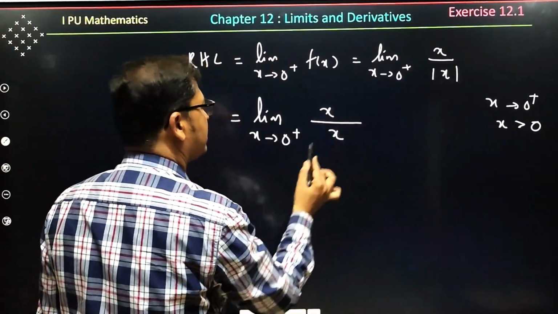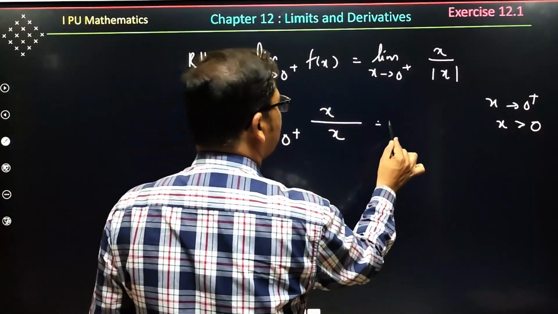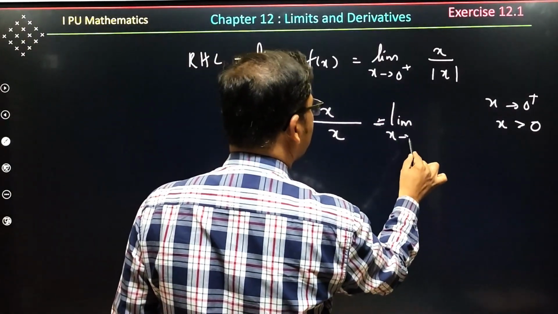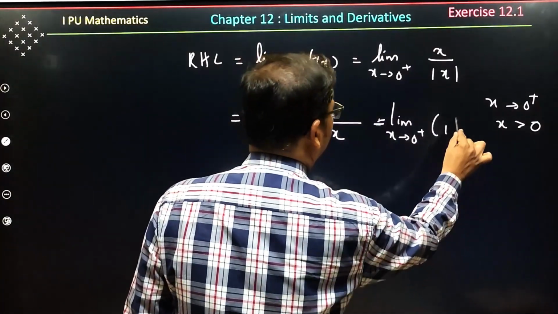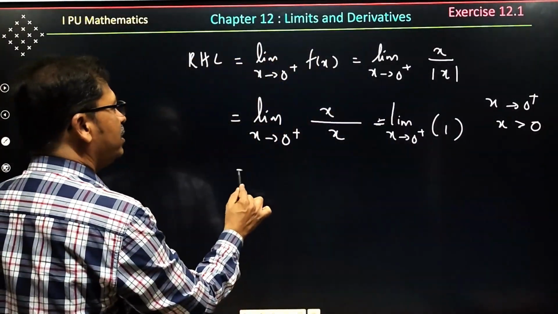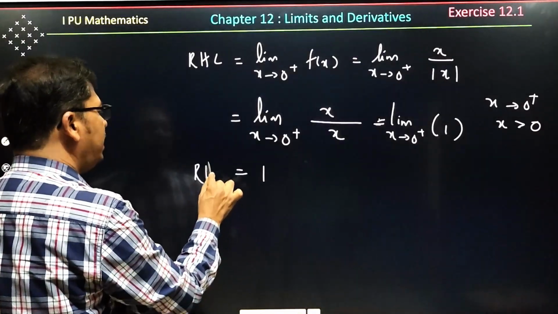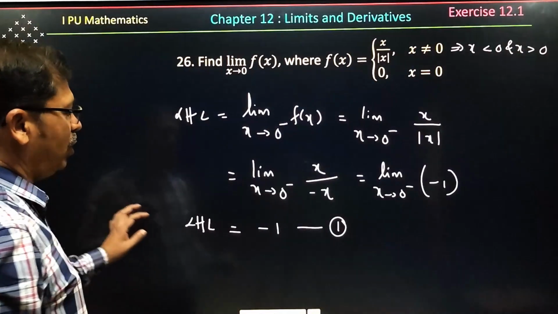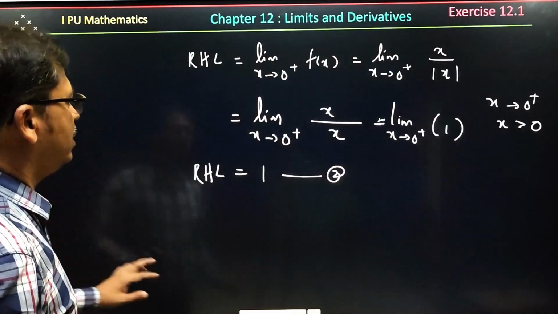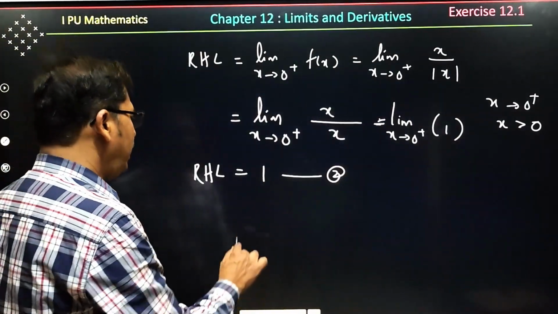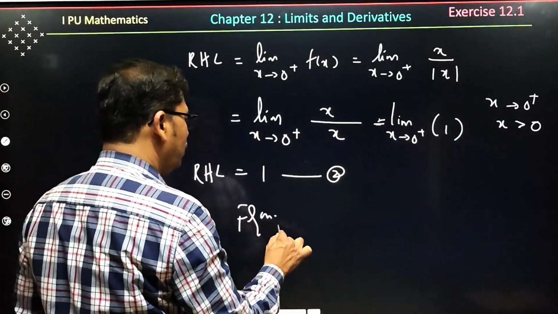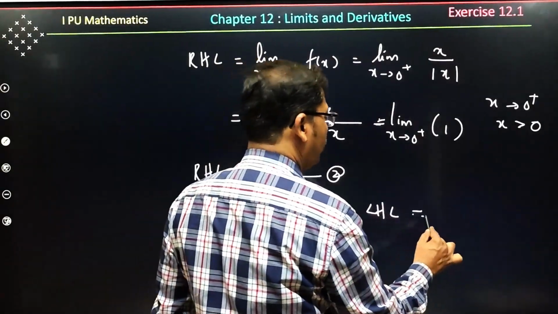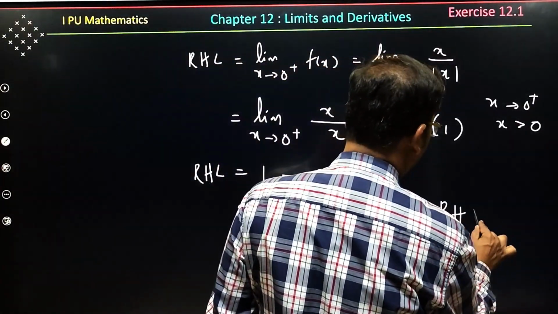Yes, x cancels. This is equal to limit x tends to 0 plus 1 we can write here. So what happens? This is equal to 1 only. So the right hand limit on simplification leads to 1. You call this as equation number 2. Carefully observe, it is minus 1, this is plus 1. So from 1 and 2, what we conclude? The left hand limit is found to be not equal to the right hand limit. Do you agree?